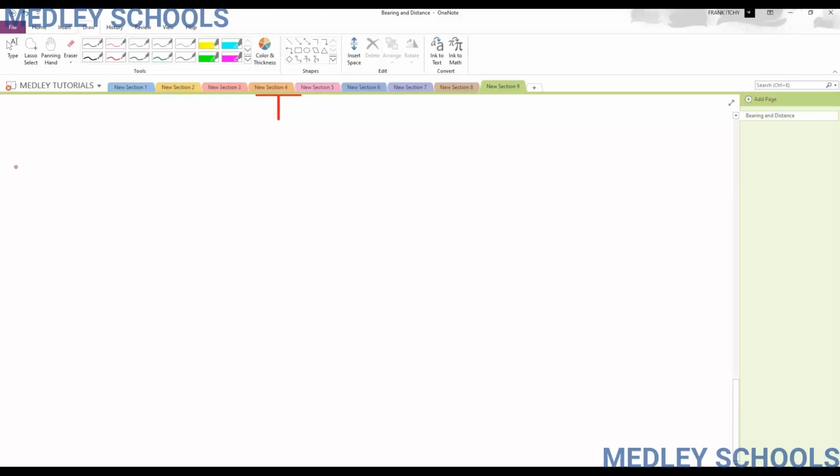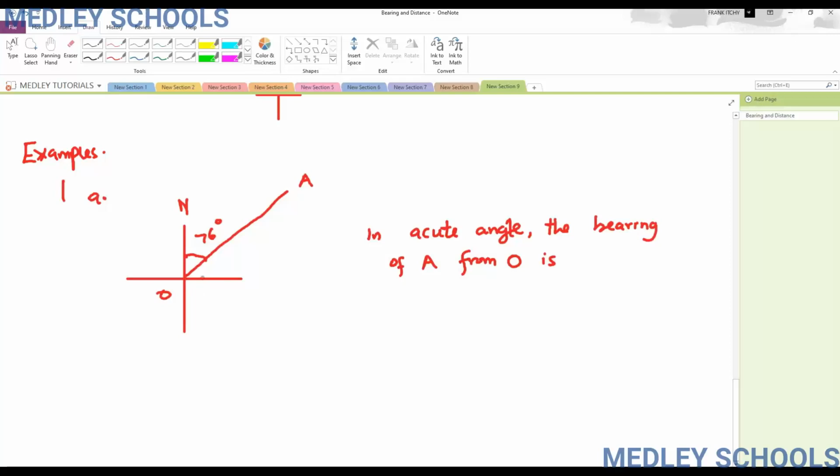Now we're going to solve some examples. In the examples, we have to write the angles in both acute angle and 3 digit method bearing. So we have number 1, A. Looking at the question given to us, we have point A and we have point O, and this is 76 degrees.